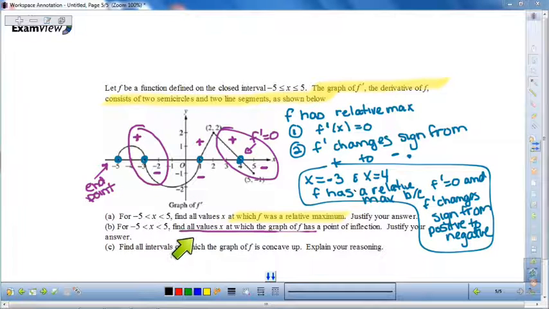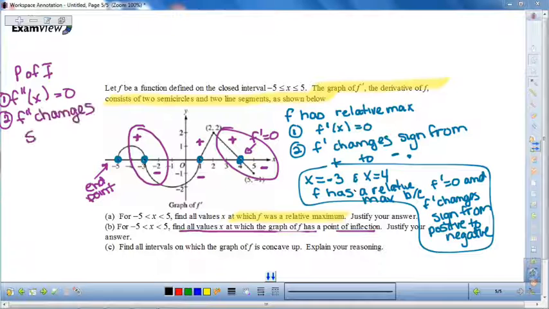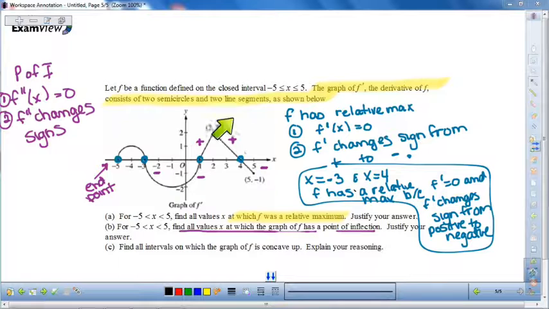The second problem says for all values of x, find where it's a point of inflection. So find where f has a point of inflection. So there's a point of inflection when the second derivative of f is equal to 0 and the second derivative changes sign. Since we are looking at the graph of the derivative, we're looking to see where the second derivative is equal to 0. Since this is the graph of the derivative, we are looking for horizontal tangents or where the second derivative does not exist.